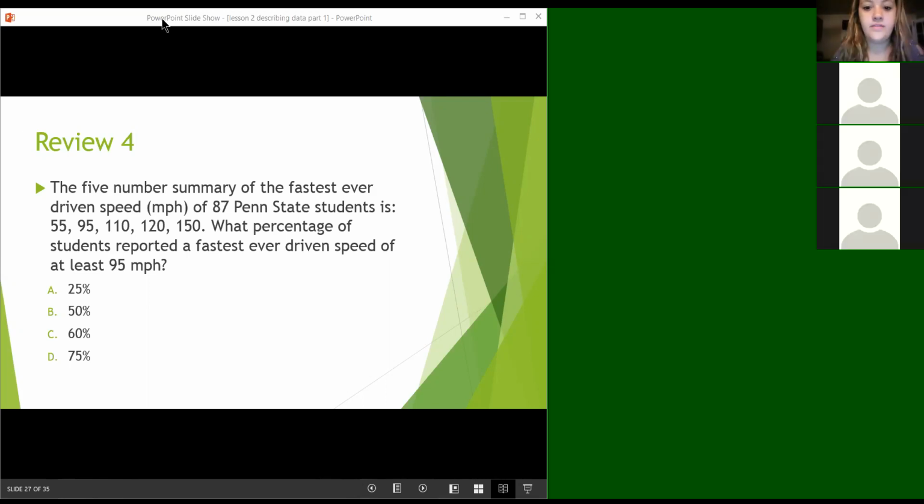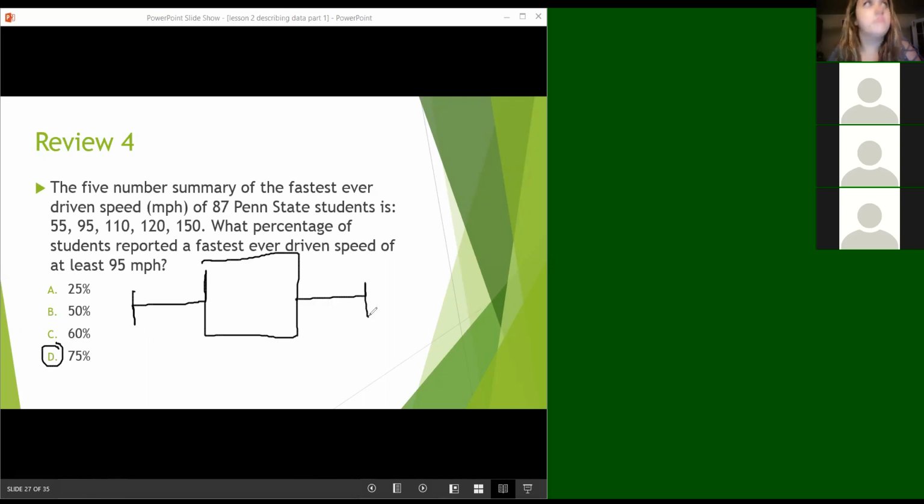Yay, good job. Perfect. So our answer is going to be D here. Remember, this is the 5-number summary that they have represented here. If we were to write this out, 55 would be our min, 95 would be our Q1, 110 would be our Q2, 120 Q3, and then 150 is our max.